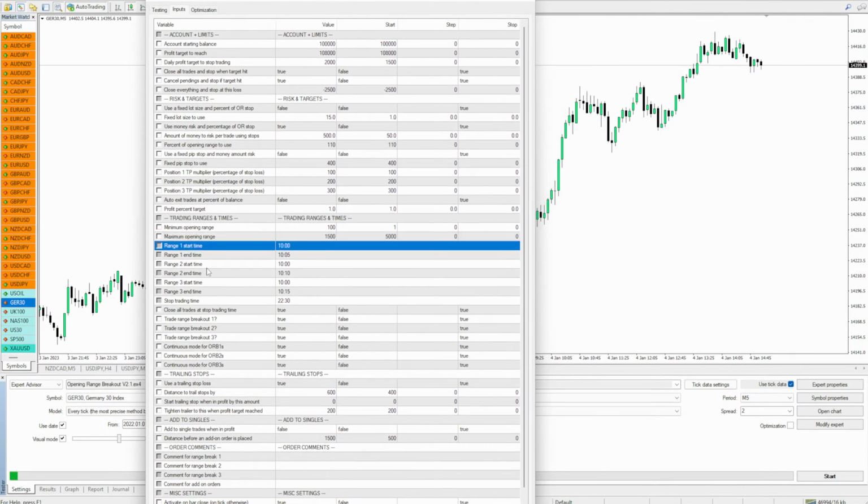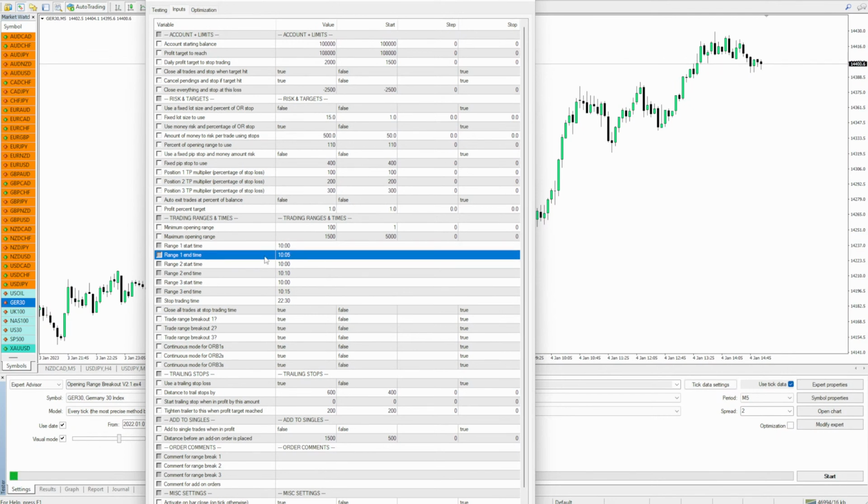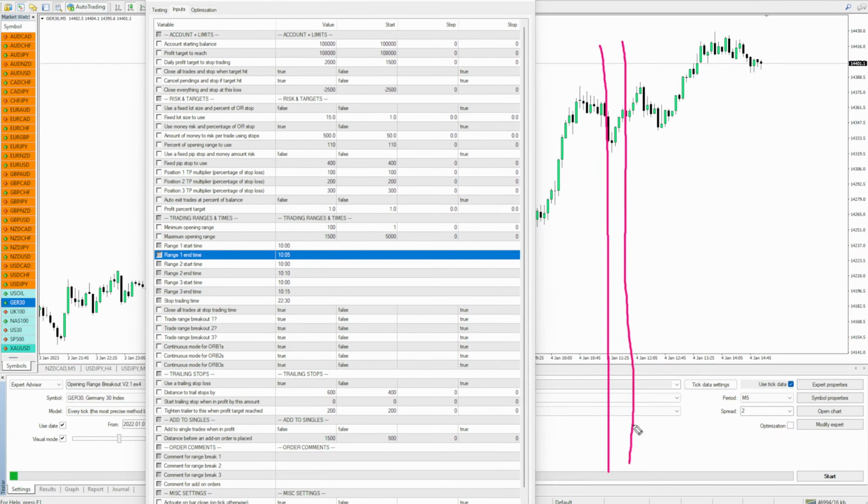So range starts. This is all pretty self-explanatory, but you do need to work out what your broker time is for each of these. So range 1 start, range 1 end. This is your initial opening range. Say the stock market opens on my broker at 10 a.m., and I want you to take the range from 10 a.m. to 10:05. That is my first opening range.